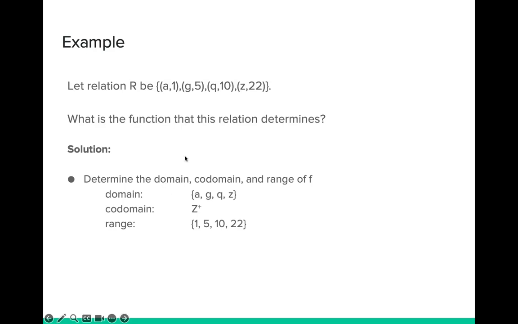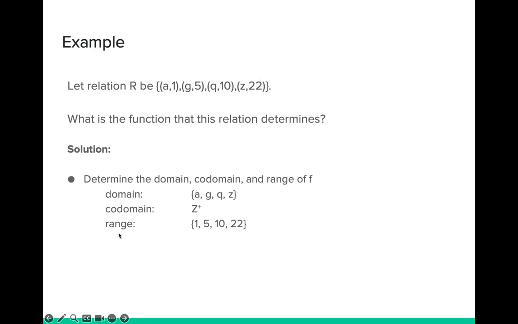First, we must determine the domain, codomain, and the range of f. The domain will be the set of all allowable inputs. In this case, it's A, G, Q, and then Z. The codomain will be the set of all allowable outputs, so it could be any positive integer. So our codomain here is Z plus. But the range only contains the set of all images of A. So it would be just 1, 5, 10, and then 22.